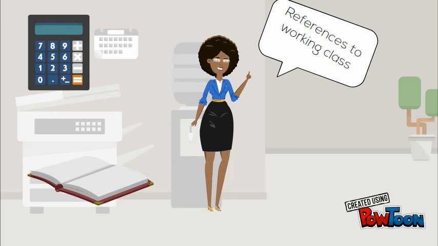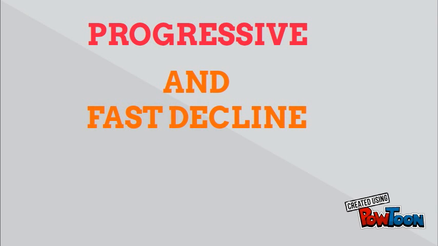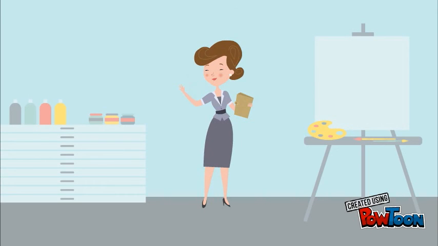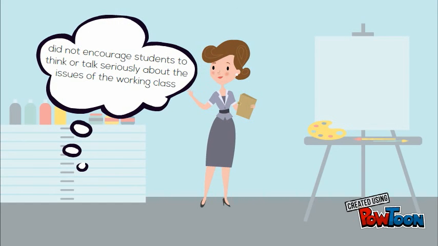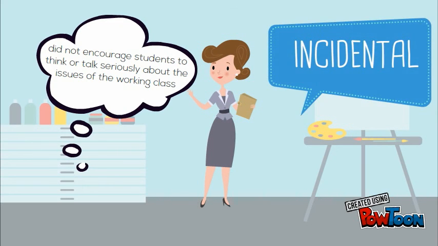The results were rather disappointing, given that there was a progressive and fast decline in the working class representations as time went by. In a more qualitative analysis, the researchers found that, though highly represented, the textbook from the 70s did not encourage students to think or talk seriously about the issues of the working class. In the following decade, all reference to the working class is incidental. Working class characters feature only in passing, rather than being the center of attention.